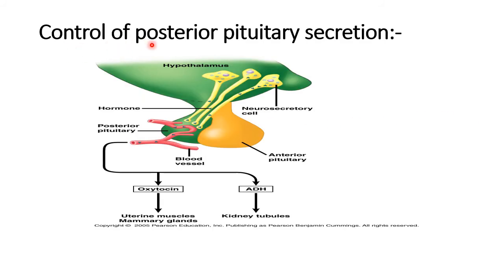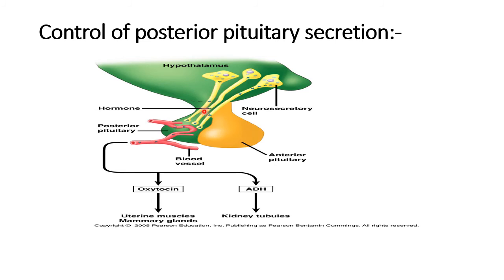Here we see the control of posterior pituitary secretion. It is the same as the anterior pituitary, but here there is only a difference in the cells. In the anterior pituitary gland, we see the anterior pituitary cells. Here we do not see any type of cells. Okay, so in the hypothalamus we have two types of neurosecretory cells, the supraoptic and the paraventricular nuclei. Okay, and their axons form a tract, the hypothalamic hypophyseal tract.